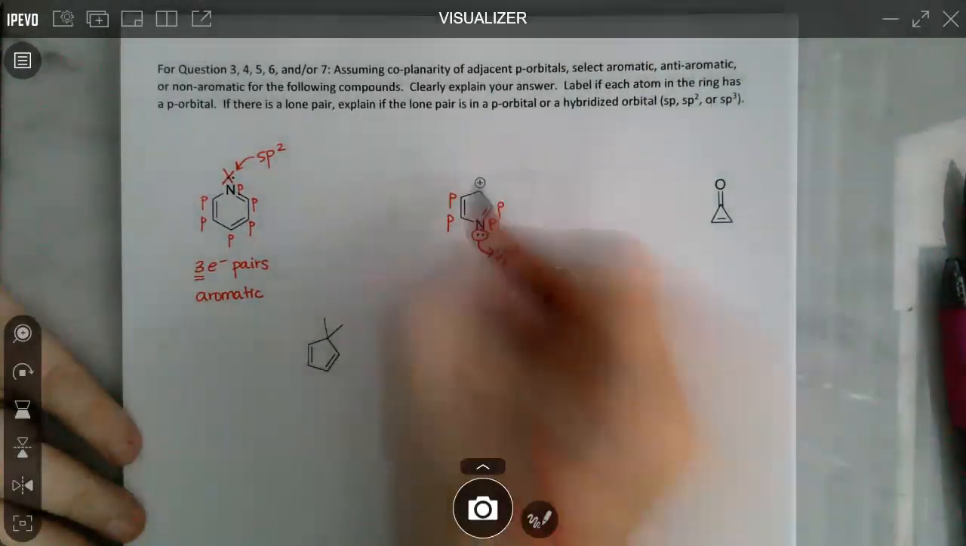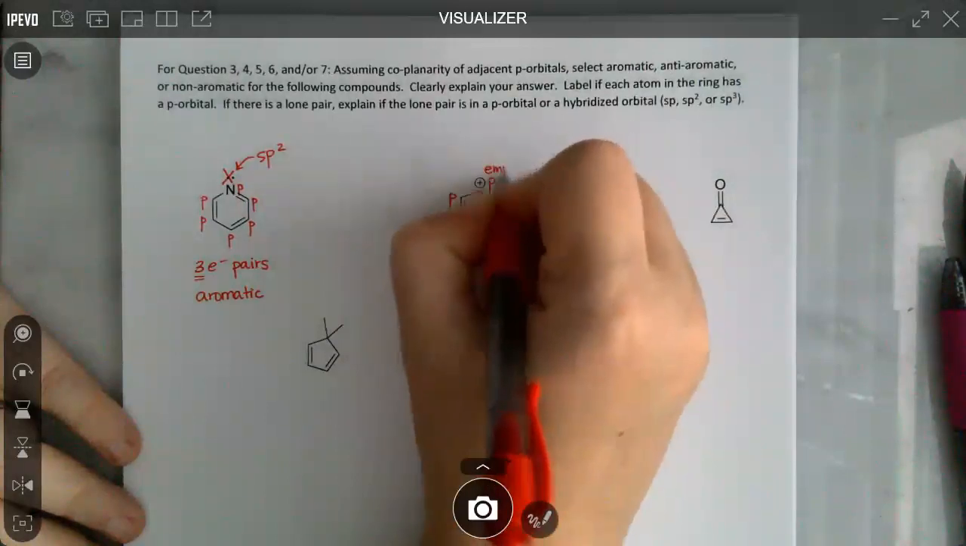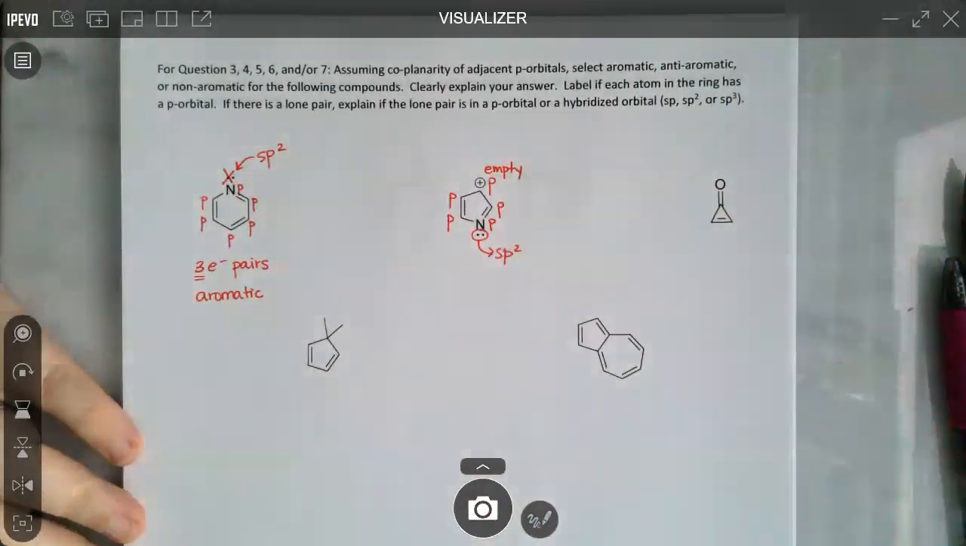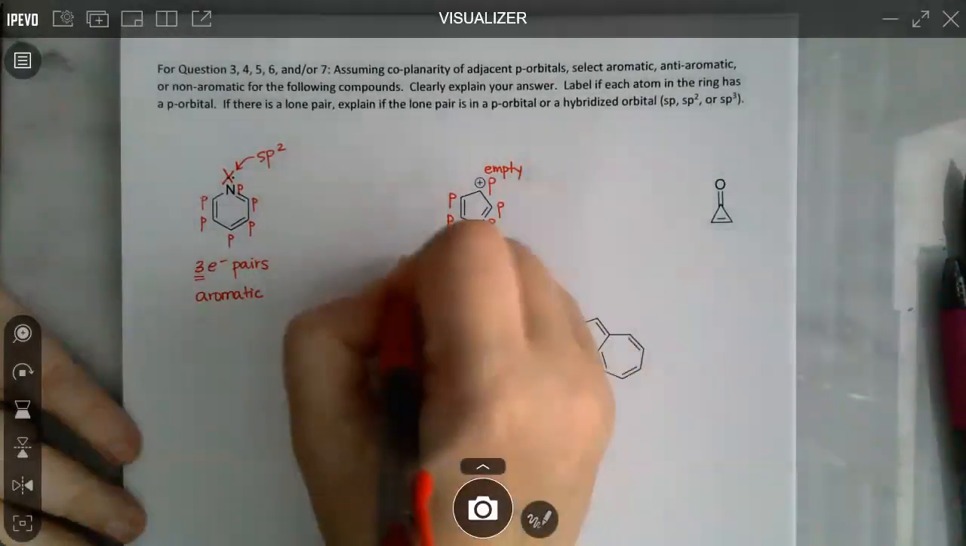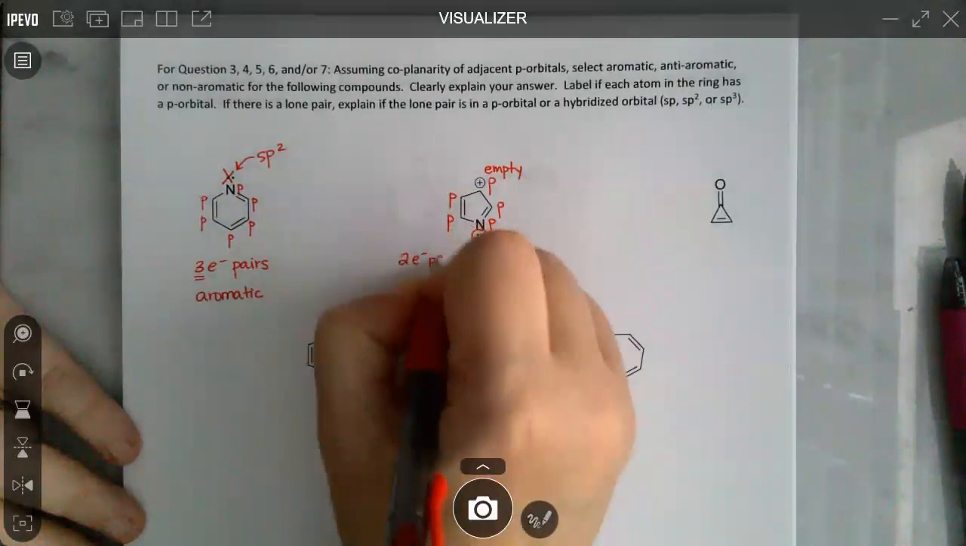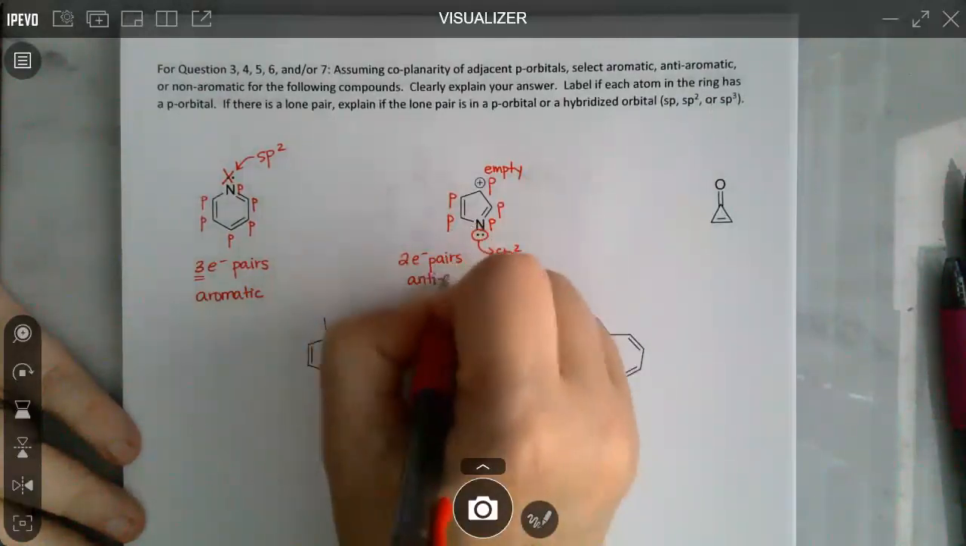So whenever you see a carbocation, there's an empty p orbital, right? Empty means there's no electrons in it, but there's still a p orbital there. So there's a p orbital all the way around the ring. And if we count up the electron pairs in those p orbitals, we have 2 electron pairs, right? So 2 electron pairs means anti-aromatic.